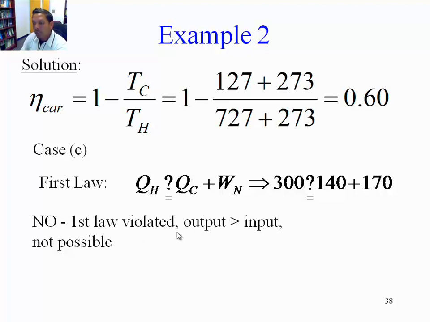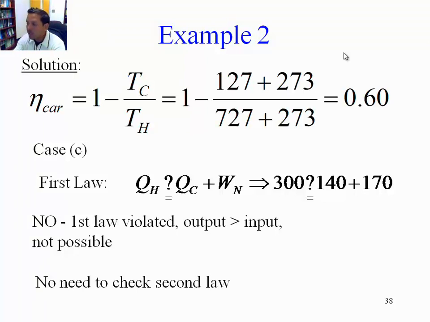The output is more than the input. That is not possible. And the work should have been 130 in particular, or some of the other data is incorrect. So there's no need to even check the second law of thermo. The fact that the first law of thermo is being violated already means that even if the efficiency you calculate through here, 140 divided by 300, is less than the Carnot efficiency, less than the maximum theoretical efficiency, it doesn't mean anything, because this particular cycle already violates one of the laws of thermodynamics. If you violate any of the laws, then the process or the cycle is not possible.